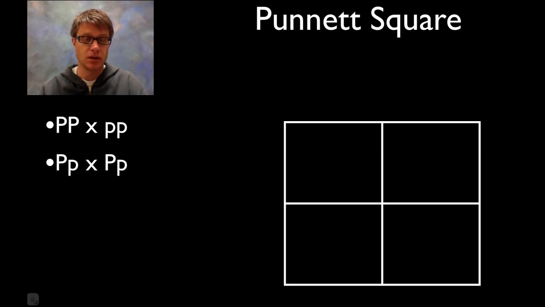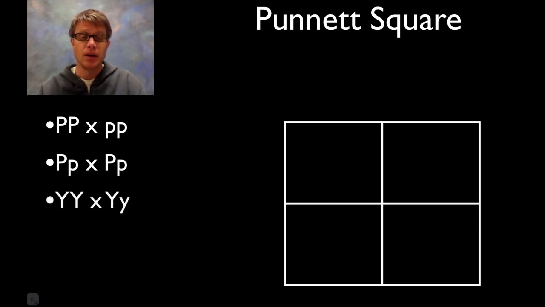Let's try the next one, kind of in your head. If we do this cross, how many genotypes would I get? Well, I'm going to get 3 genotypes. Big P, big P, big P, little p, little p, little p. How many phenotypes am I going to get? Well, I'm only going to get 2 physical phenotypes. So I'm only going to get purple and white.